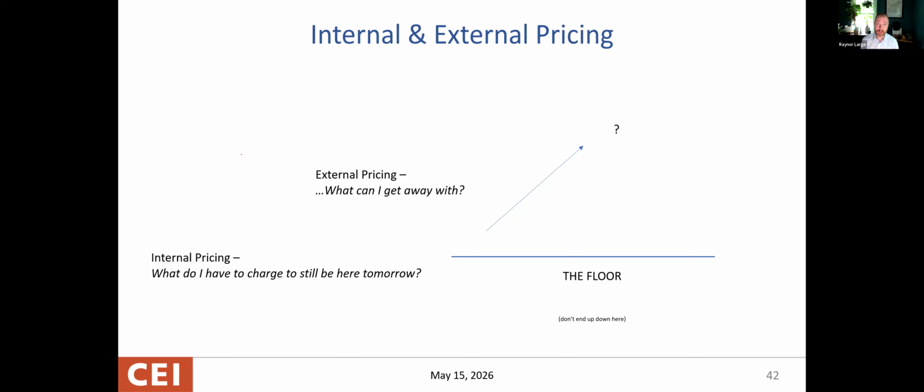Your ability to communicate value to your customers is a ceiling, right? The better you are at communicating and understanding what your customers are looking for, the more they are willing to pay for what you offer, right? So that is the difference between an internal approach and an external approach.